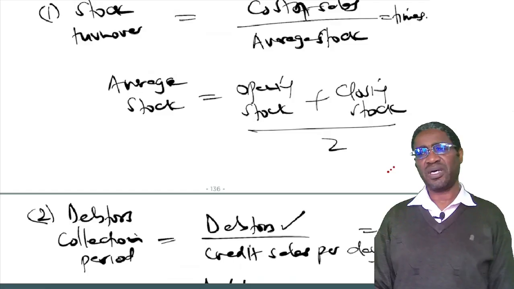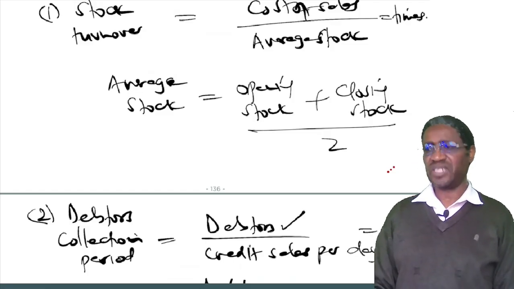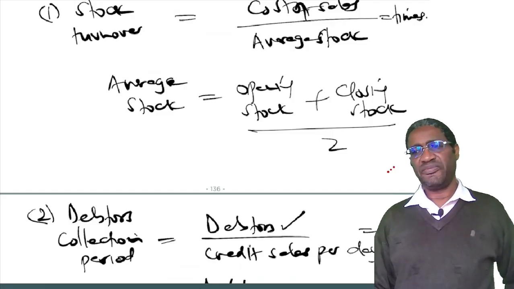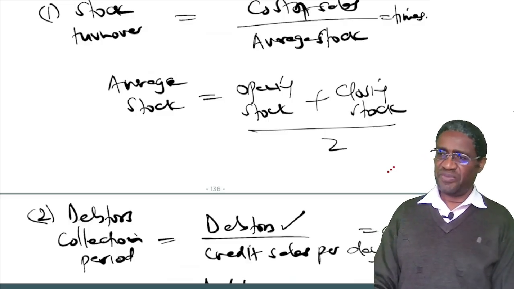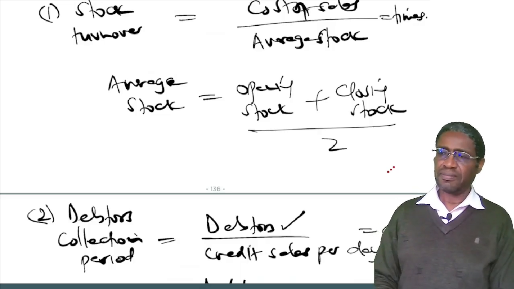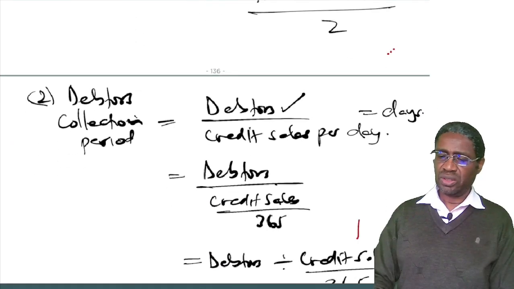Continue with another paragraph. The higher the ratio, the better the firm. That's number 1. Let's now go to number 2.